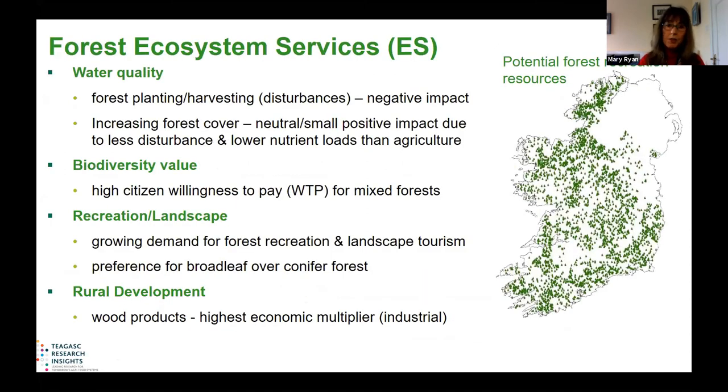There are lots of other ecosystem services provided by forests, and to go through quickly some of the work that we've looked at: in forests generally, in terms of water quality, it's when disturbances happen that you can have a negative impact on water quality. And these are largely at the stage of planting, thinning and harvesting. But these can be largely counteracted by forest management practices around harvesting, which have improved in recent years.